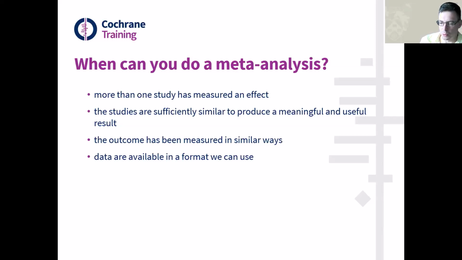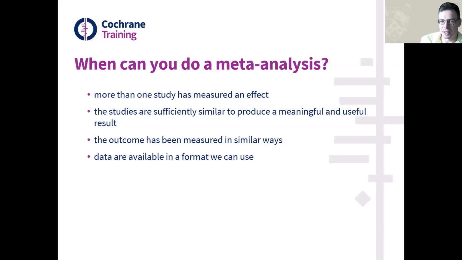Another problem is if we've got things like patient-measured outcomes on some scale, like a pain scale. Are people using the same pain scale? Are different pain scales comparable? And again, these are all questions we have to think about during the process of our systematic review as to whether we can do it.